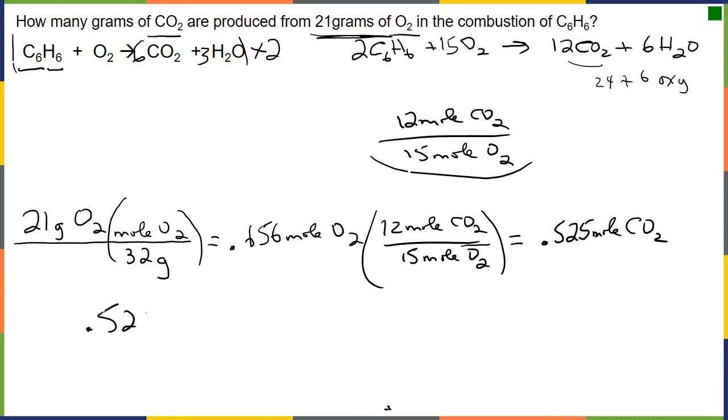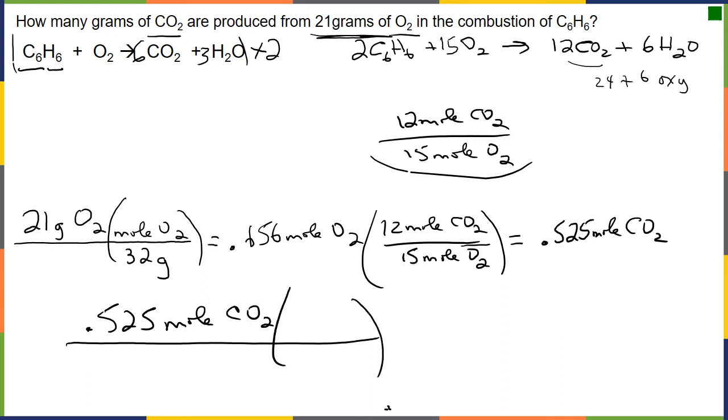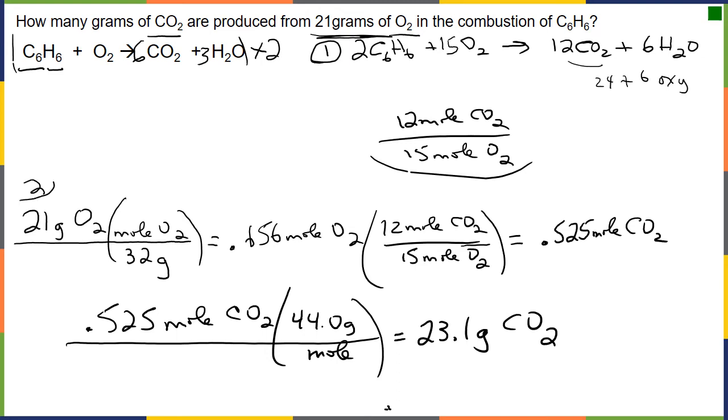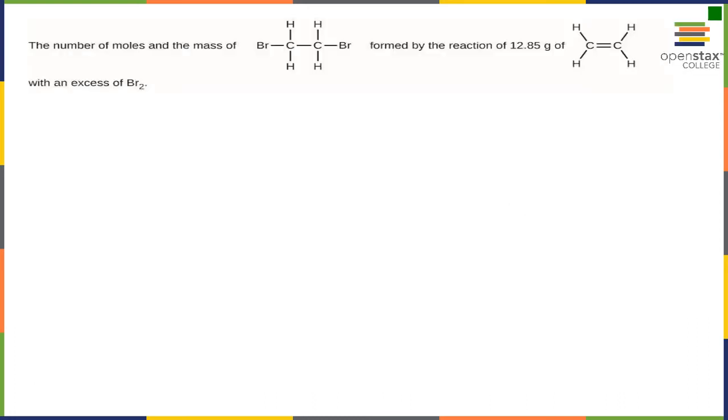If I have 0.525 mole of carbon dioxide, I'm going to multiply by the molar mass. We know to go from moles to grams, we multiply by molar mass. So I'm going to multiply by 44 grams per mole. And when I do that, I'm going to get 23.1 grams of carbon dioxide. Nothing changing. 1, balance. 2, moles of what you have. 3, moles of what you need. 4, finish the problem.